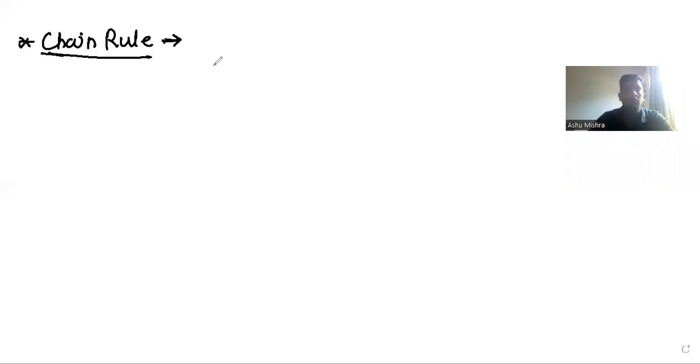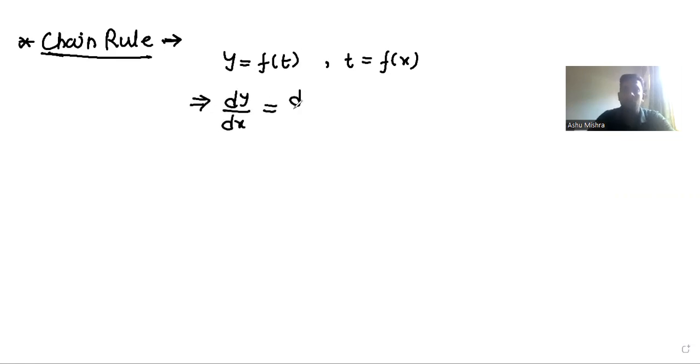Good morning, everyone. After the basic concepts, the next concept is the chain rule. According to the chain rule, suppose y is a function of t and t is a function of x, and you want to calculate dy over dx. In this situation, the required formula will be dy over dt into dt over dx. This is known as the chain rule concept of derivative.